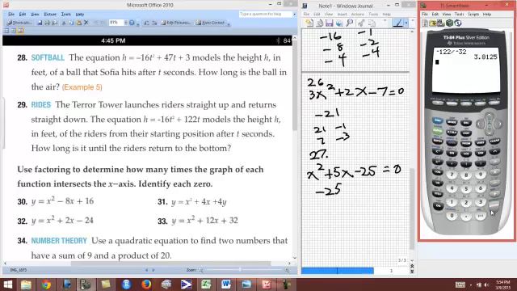Now they're not asking us to compute the maximum height. We could easily compute that by squaring this number, multiplying it by negative 16, and then adding that to 122 times this number. That would give us the maximum height, and we would have the vertex. But this doesn't ask us that. How long till they return to the bottom? Well, it's 3.8 seconds to the top. Multiply that times 2. After 7.625 seconds, you're back on the bottom.